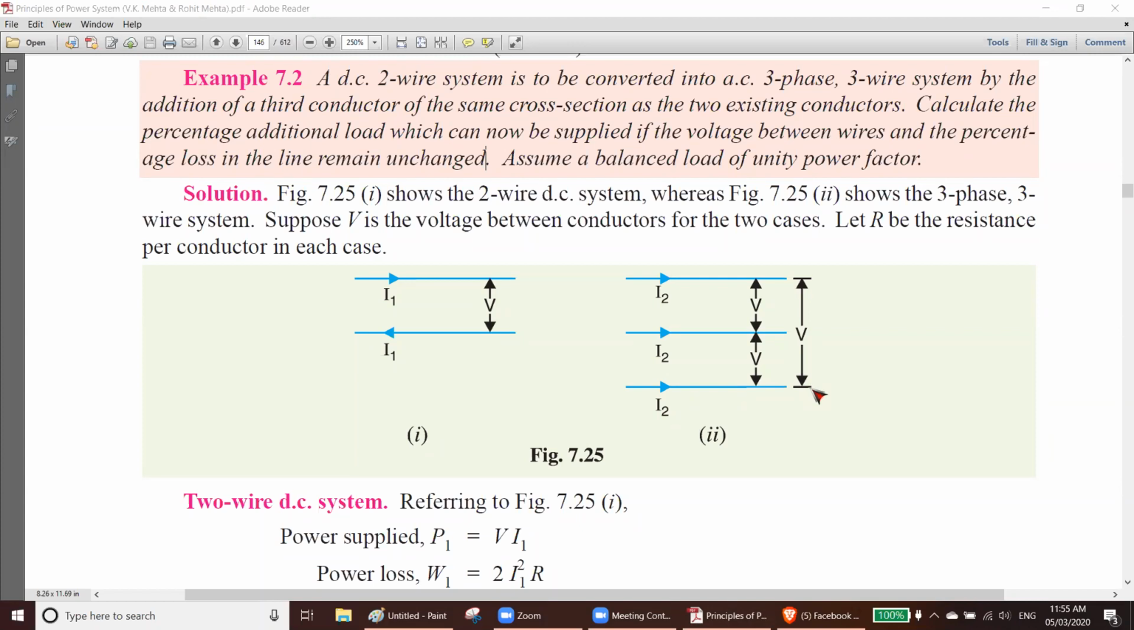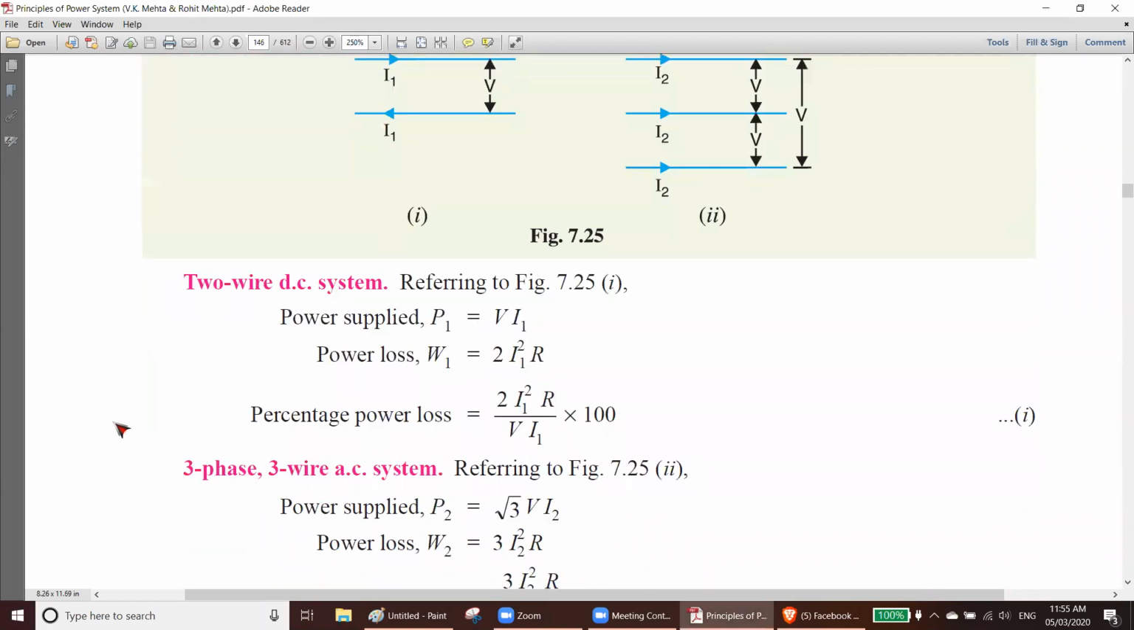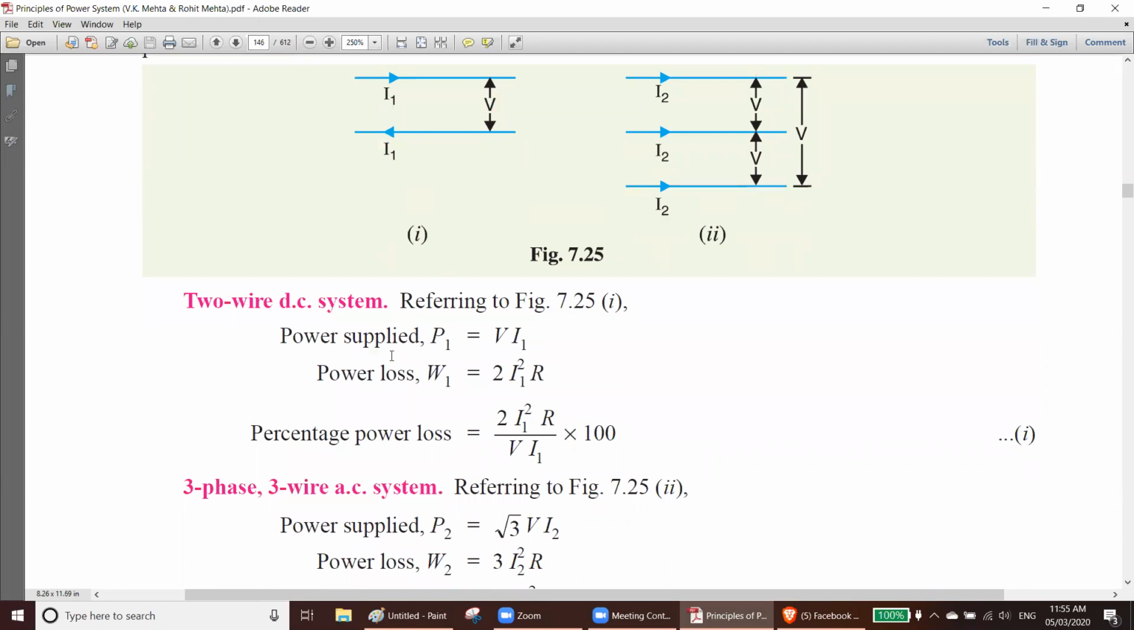Okay. Now, suppose V is the voltage between conductors for the two cases. Let R be the resistance per conductor in each case. That means in one conductor, the resistance is R. So let's come here. For two-wire DC system, that means the first one, the power supplied P1 is equal to VI1, because the voltage is V in both cases and the current is I1. So V into I1.